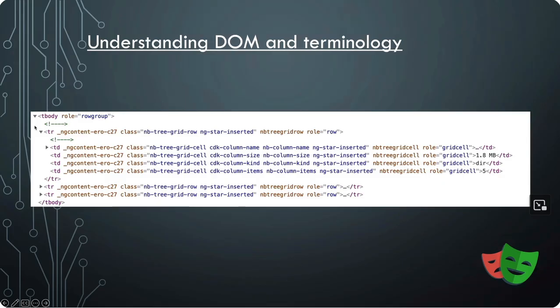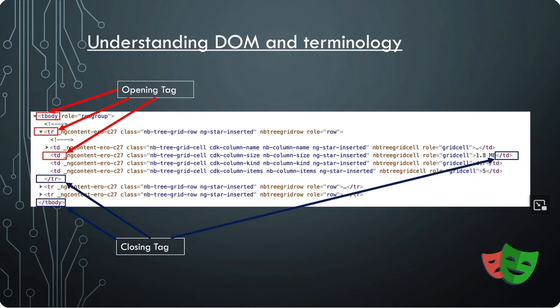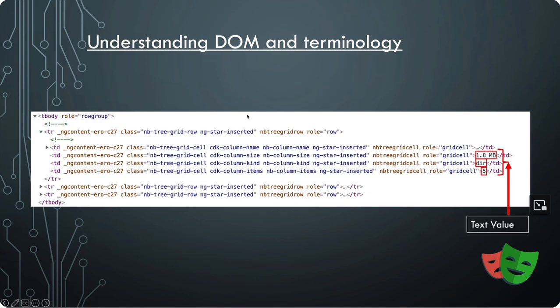Here's another example. This is a table. A table usually starts with tbody, tr represents the row, td represents the table columns. So we have opening tags and we have a closing HTML tag. A closing HTML tag usually has a forward slash. And also tags usually come in pairs. The value which is displayed between the angle braces is considered HTML text.